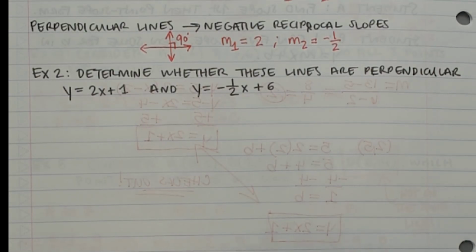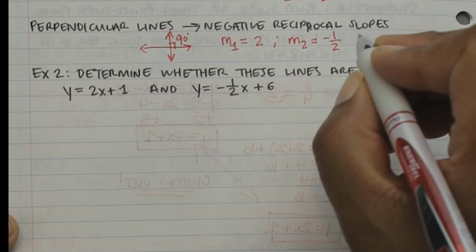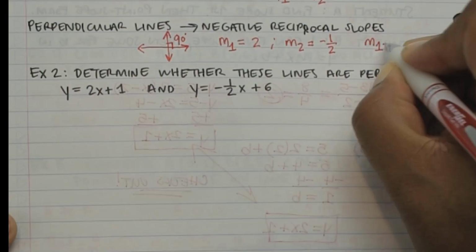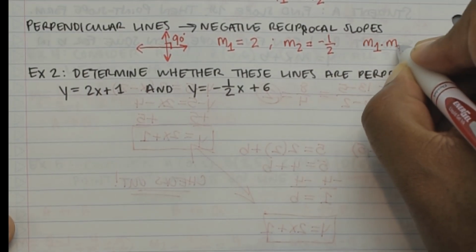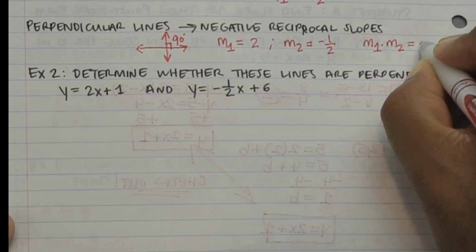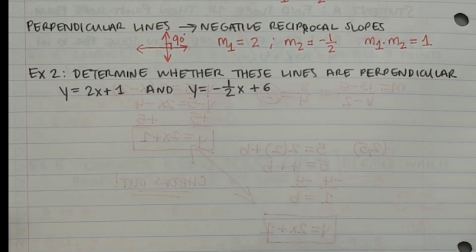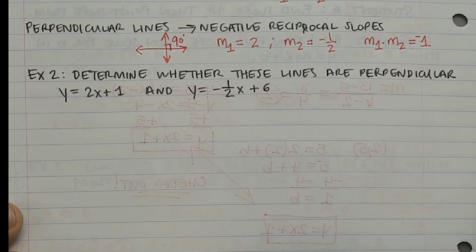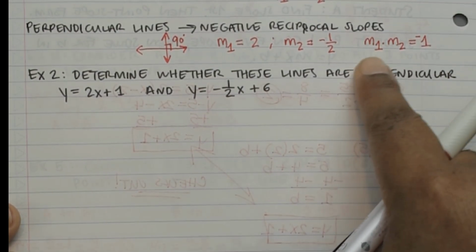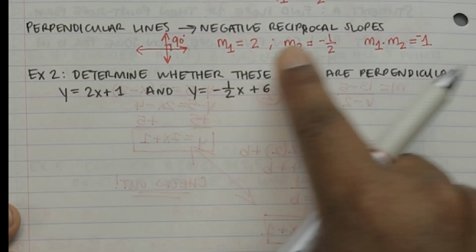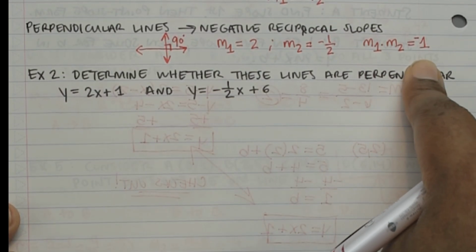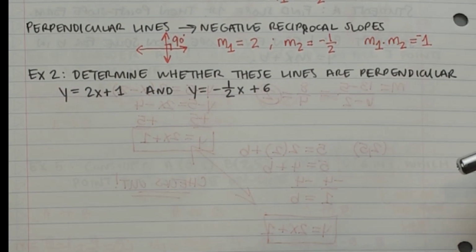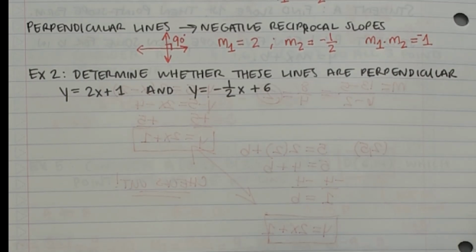A useful test is this: m sub 1 times m sub 2. And if the outcome is negative 1, those two slopes are perpendicular. So if you multiply the two slopes together to find out whether or not they're perpendicular, and the outcome is negative 1, those two slopes are perpendicular.